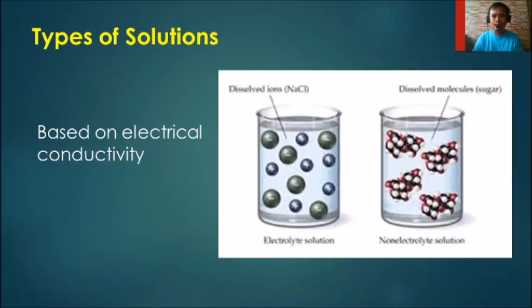And then another one is based on electrical conductivity. An electrolyte solution is one where, when we dissolve an ionic compound in a solvent, dissolved ions are formed. So, it dissolves into ions. When it dissolves into molecules, the solution is called a non-electrolyte solution. Usually, electrolytes have ionic compounds as solutes, while non-electrolytes have covalent compounds, because they are just sharing electrons. These are usually non-metals, so the particles formed are only dissolved molecules.